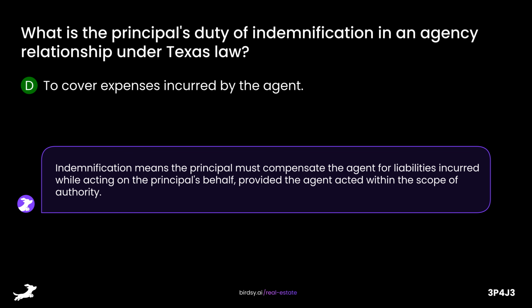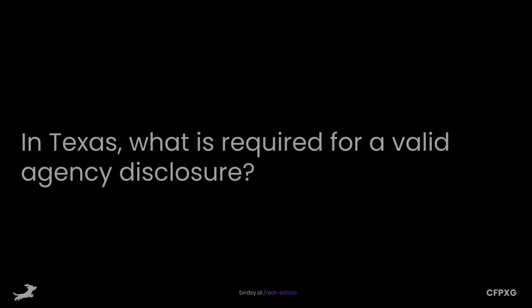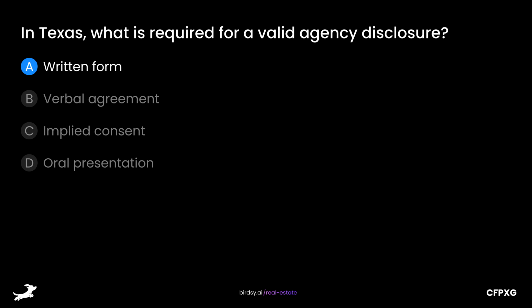Indemnification means the principal must compensate the agent for liabilities incurred while acting on the principal's behalf, provided the agent acted within the scope of authority. In Texas, what is required for a valid agency disclosure? Is it A, written form, B, verbal agreement, C, implied consent, or D, oral presentation? The answer is A, written form.